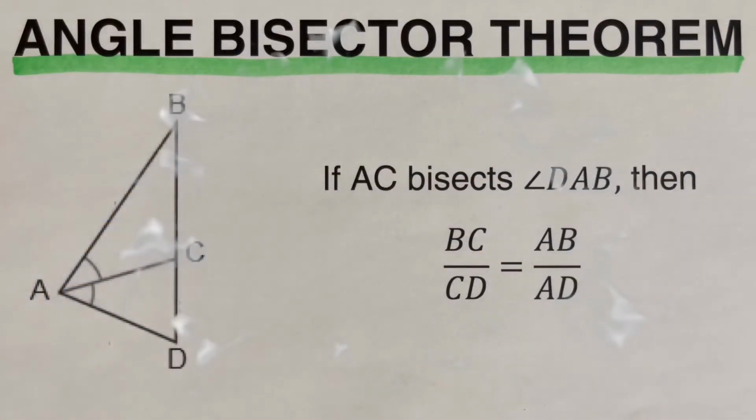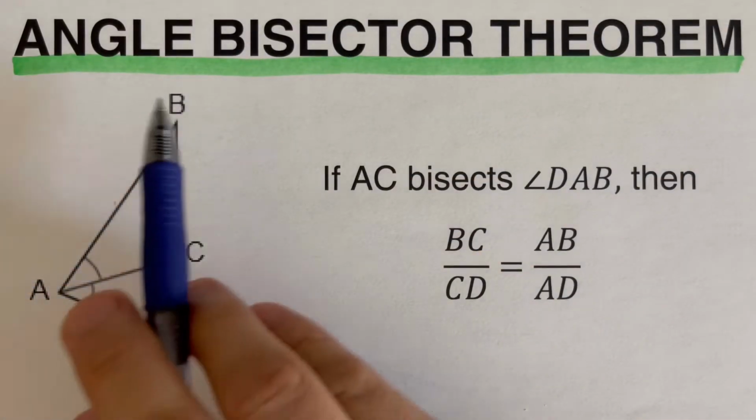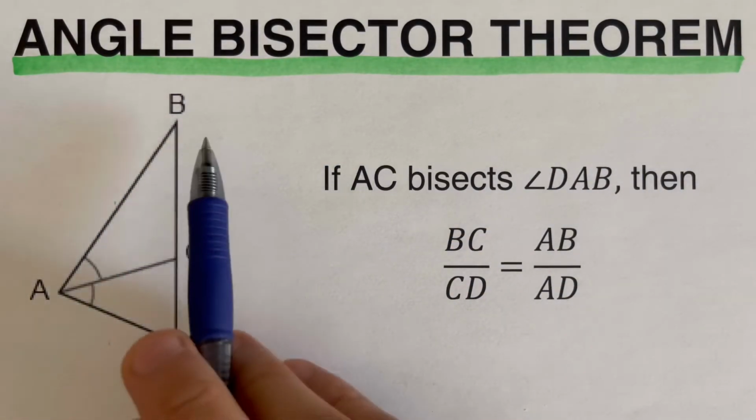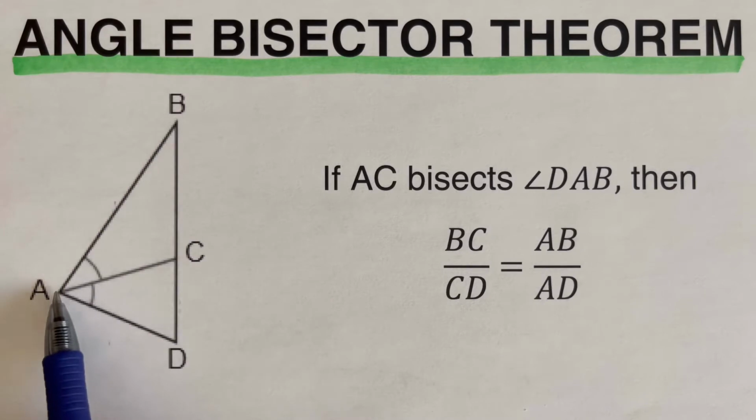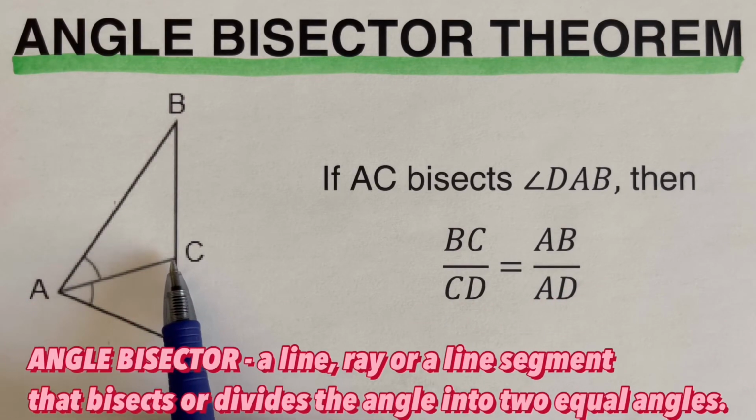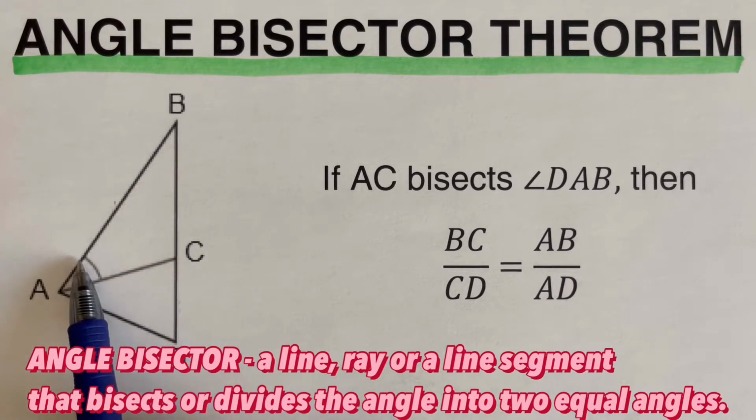Hello everyone. This video will focus on the angle bisector theorem. We are given a triangle right here, triangle BAD, and this line segment AC is an angle bisector. Angle bisector means this is a line segment that cuts or divides this angle into two equal parts.